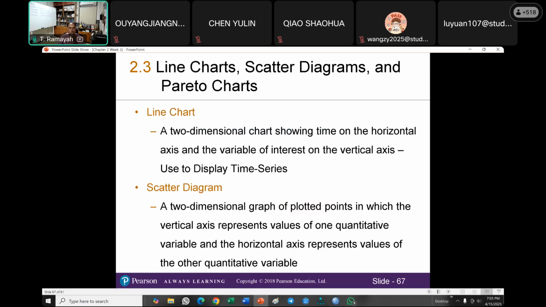Okay, line chart and scatter diagram. Line charts are two-dimensional charts where you have time on the horizontal axis and the variable you are interested in on the vertical axis. It is like time series data: time and some characteristic of interest. Whereas a scatter diagram is a two-dimensional graph where you have two characteristics and you want to see whether the two characteristics move in the same direction, increasing or decreasing. That is the difference between a line chart and a scatter diagram.